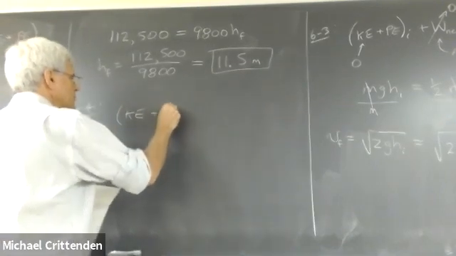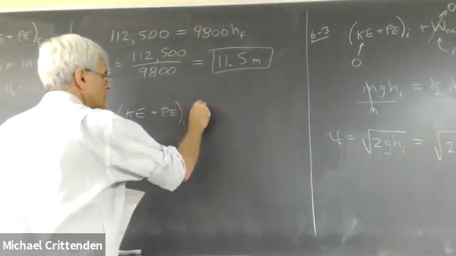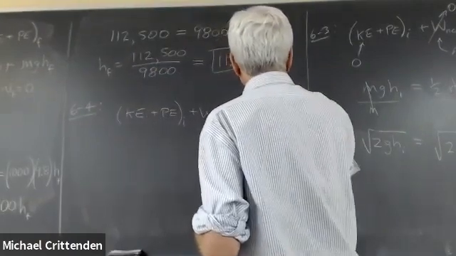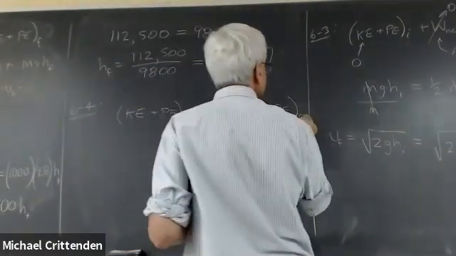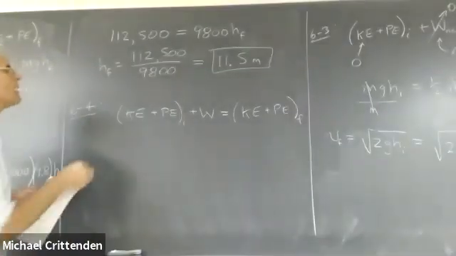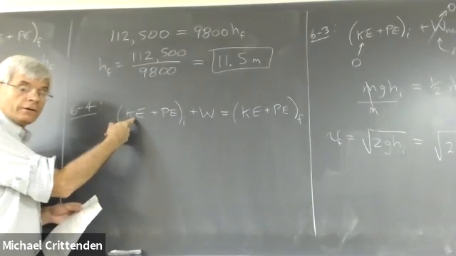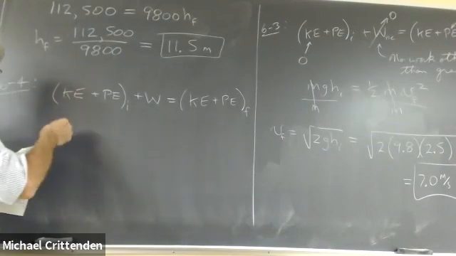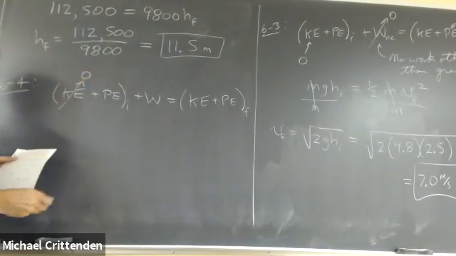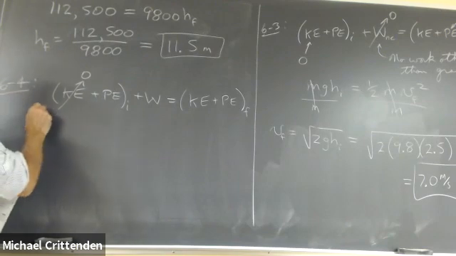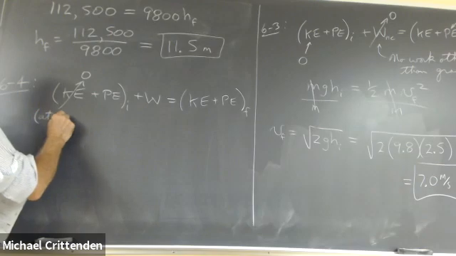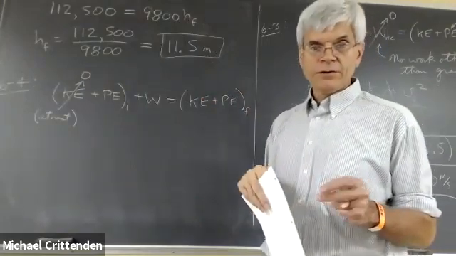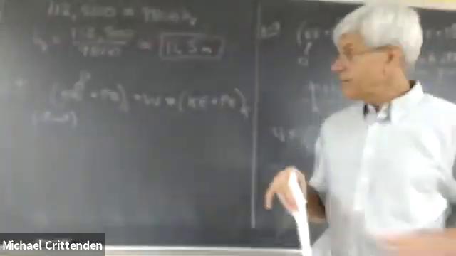Kinetic plus potential, initial. Work done. Kinetic plus potential, final. You start at rest. Nobody pushed you. You just let go and began to slide. So it starts out at rest. In the end, you coast until you stop. There's no kinetic energy over here either.